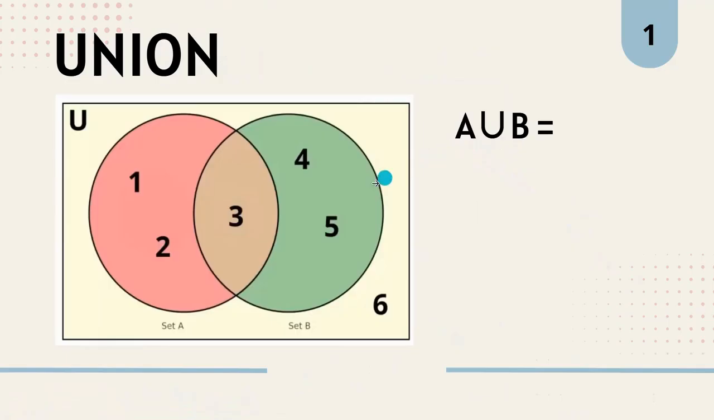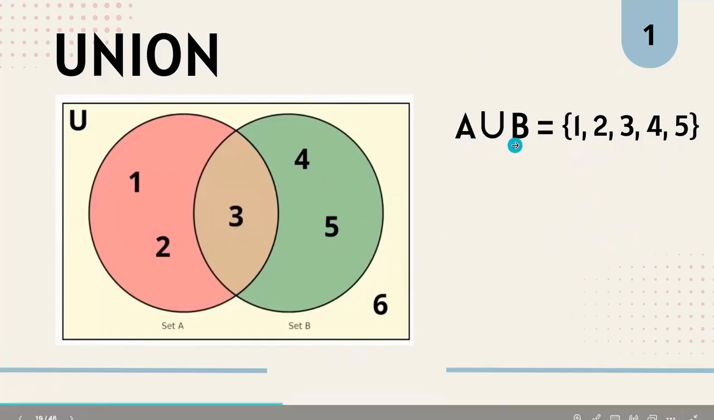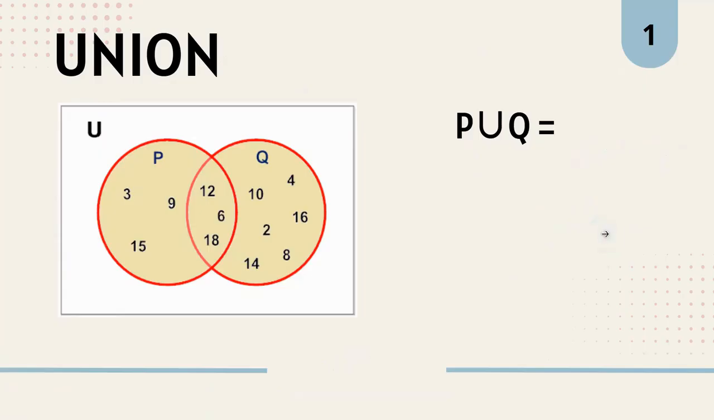Okay, in this problem, we have the following elements, which are inside the two overlapping circles. All the elements except 6. Okay, here we have 1, 2, 3, 4, 5. 6 does not belong to A union B. Okay, let us try another example.